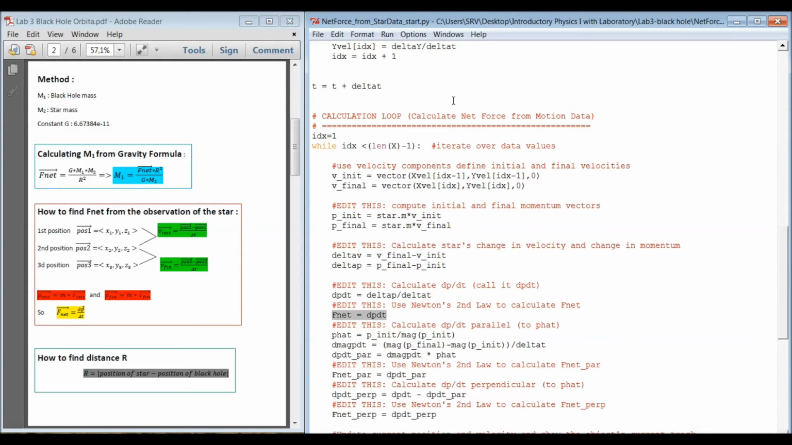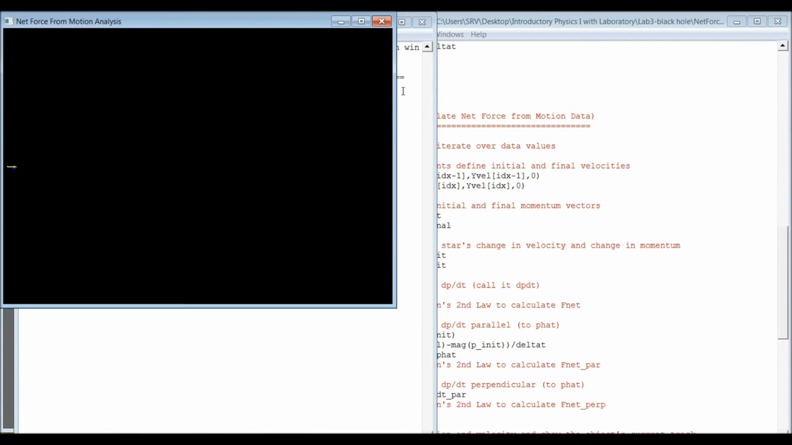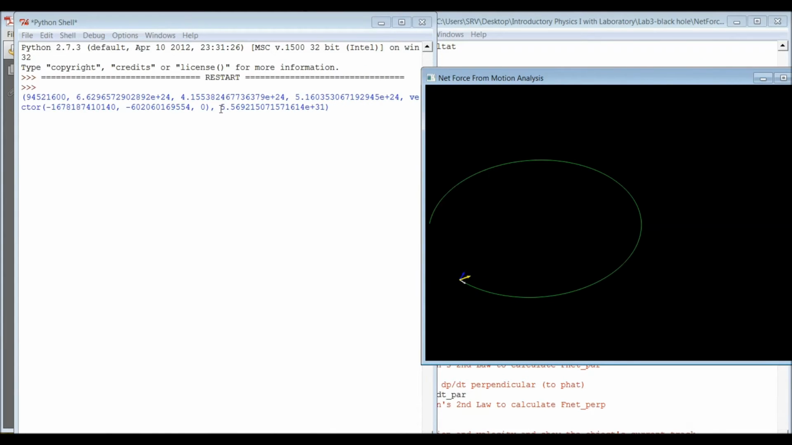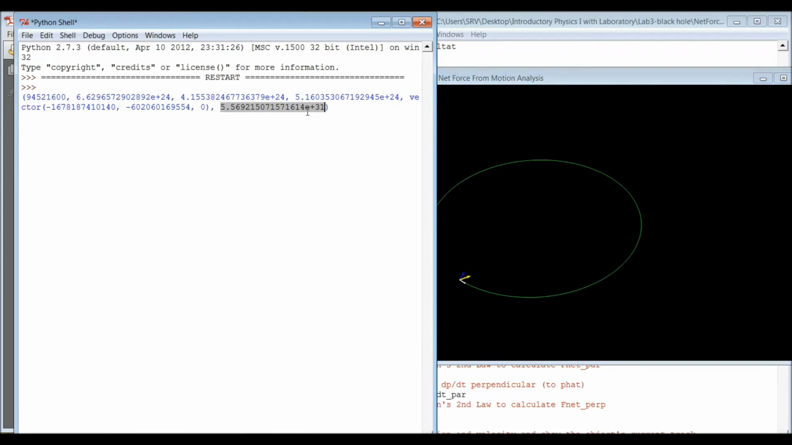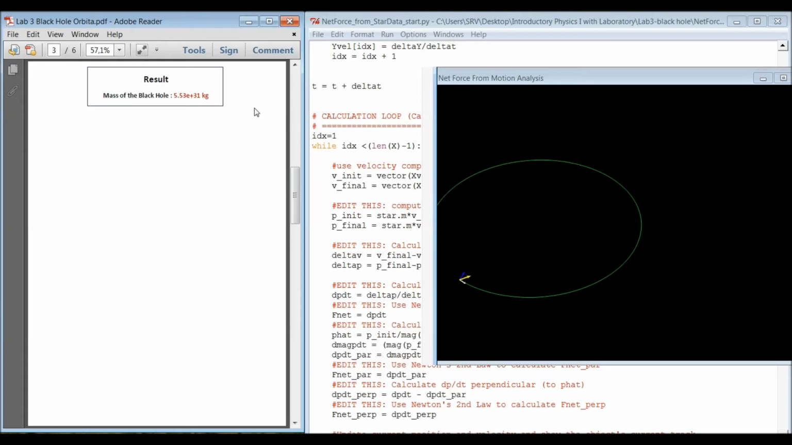Let's run now a program to see the orbiting. Okay, very good. Let's move this. This number is the mass of the black hole. Okay, here is the result.